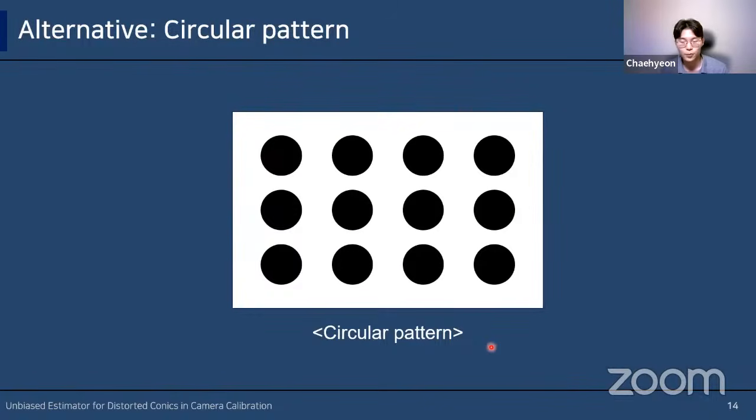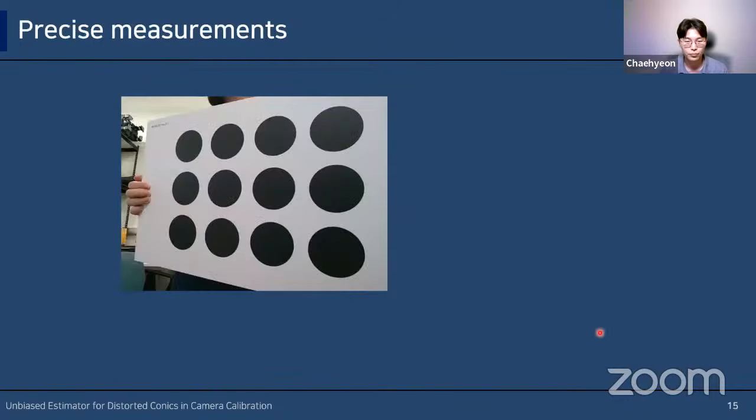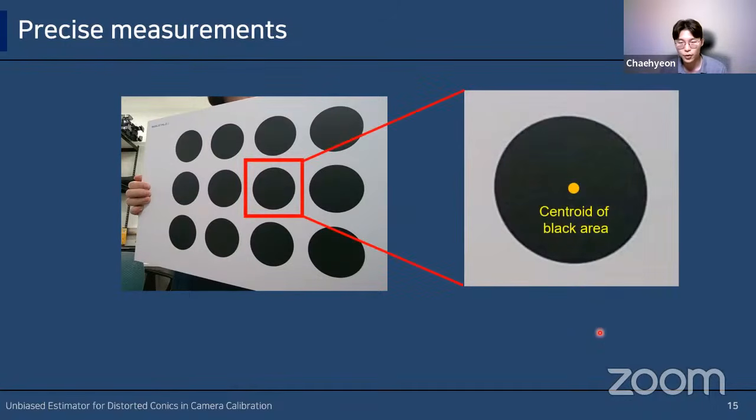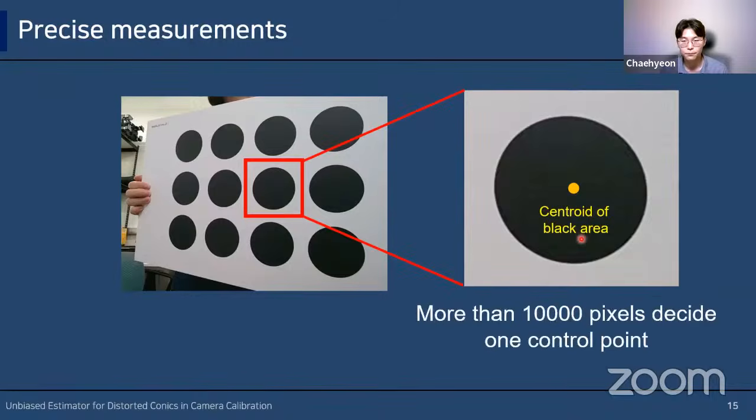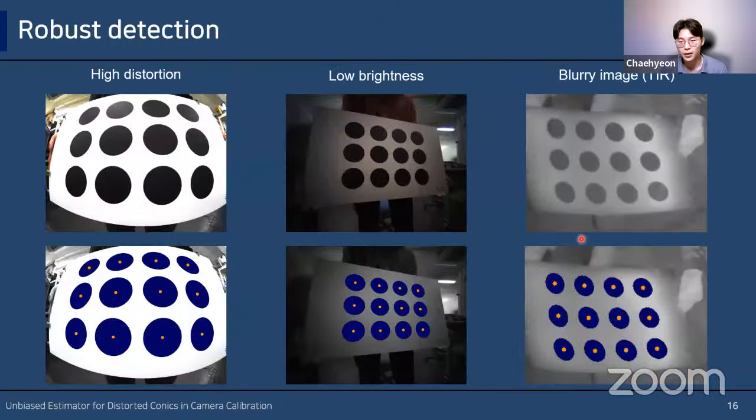In our effort to resolve this problem, we found a clue in this type of pattern called the circular pattern. The benefit of this pattern is its precise measurement. People use the centroid of the black block in the image as an alternative to the corners of a checkerboard. In contrast to the checkerboard, many boundary pixels decide one control point, one position of the centroid. Hence, the measurement can achieve sub-pixel level accuracy. And using these patterns, we can detect these control points robustly, even in extreme conditions where the checkerboard pattern often fails.